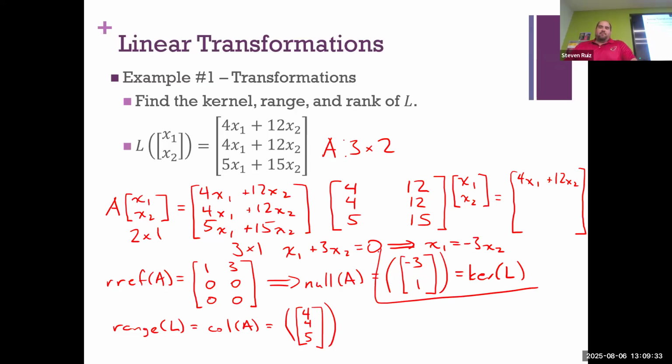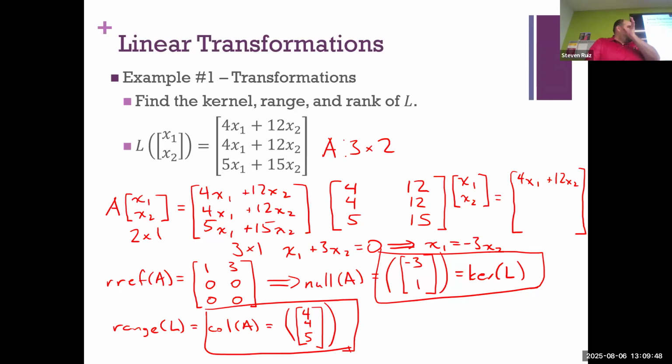So we got the kernel, we got the column space, or the range. Questions on how we found those two things?